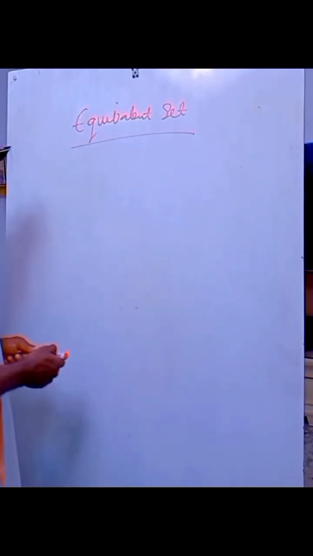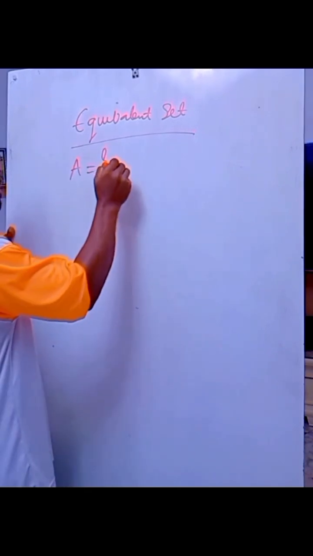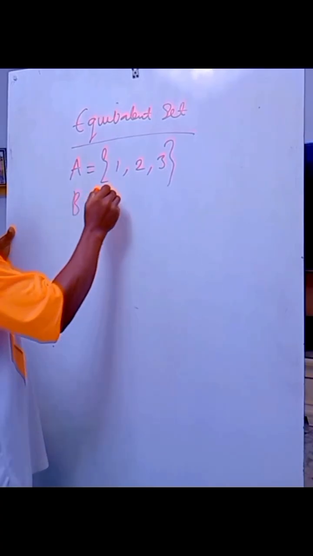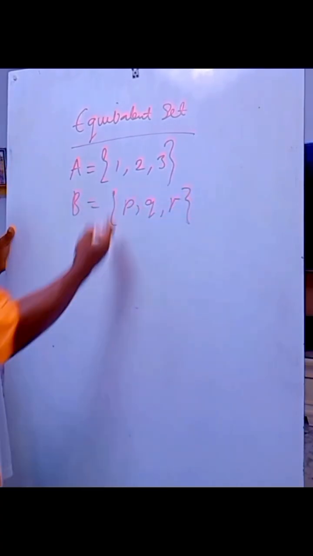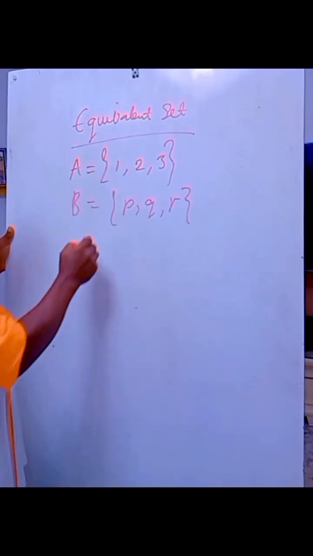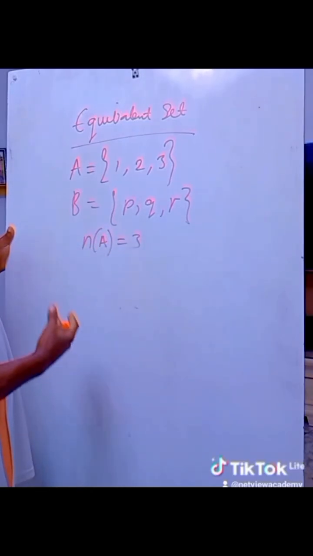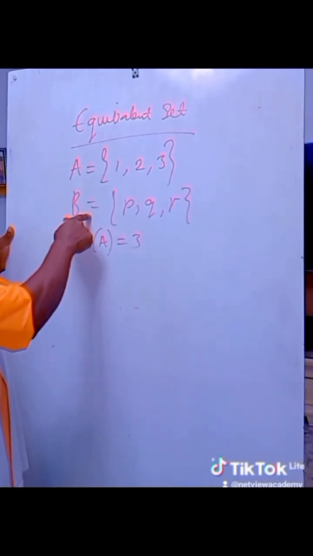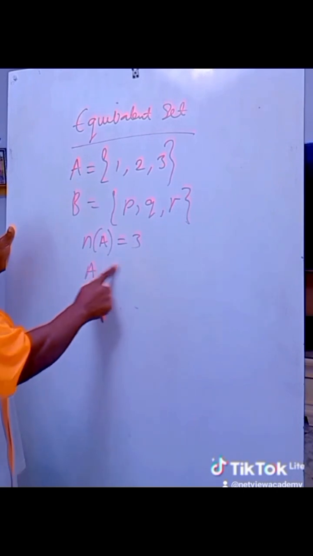Let's look at an example. Set A contains the elements 1, 2, and 3. Set B contains the elements P, Q, and R. Now, the number of elements in set A is equal to 3. Because the number of elements in set A is equal to 3 and the number of elements in set B is equal to 3, both sets are said to be equivalent.